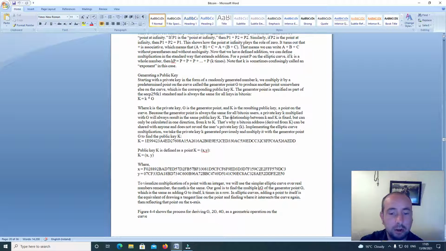Because the generator point is always the same for all Bitcoin users, a private key k multiplied with G will always result in the same public key K. The relationship between k and K is fixed but can only be calculated in one direction, from k to K. That's why the Bitcoin address derived from capital K can be shared with anyone and does not reveal the user's private key k, which is lowercase. Implementing the elliptic curve multiplication, we take the private key lowercase k generated previously and multiply it with the generator point G to find the public key capital K.